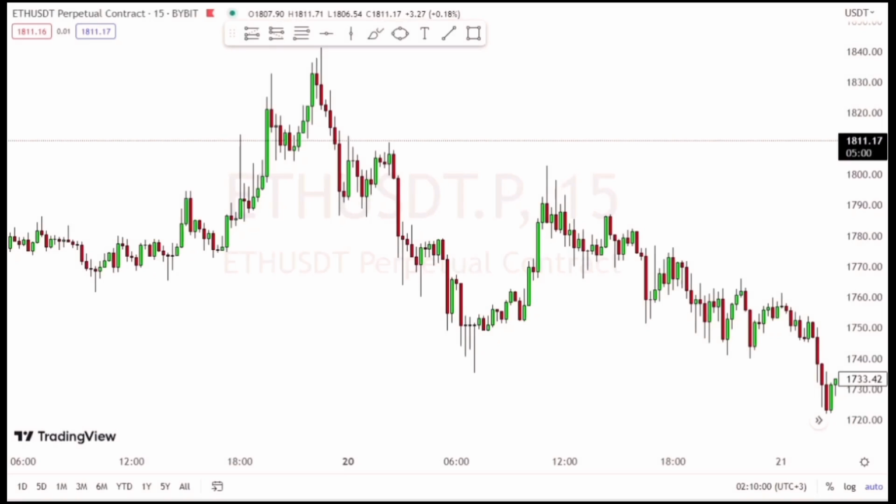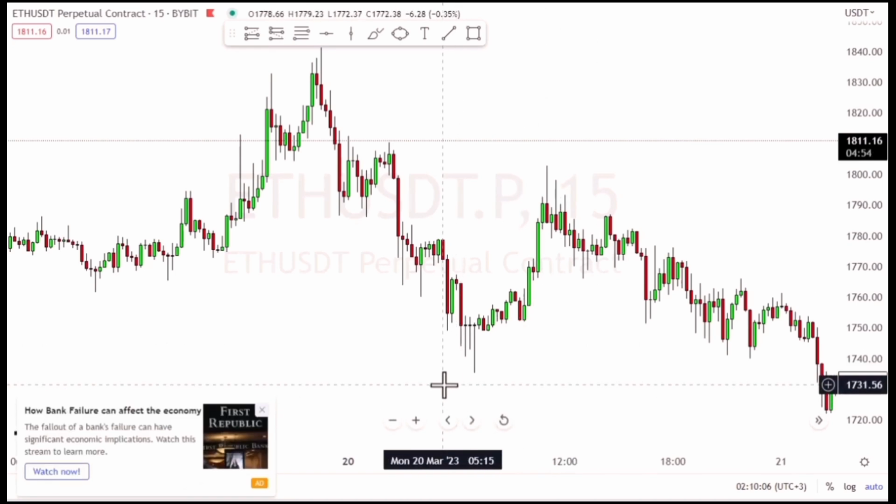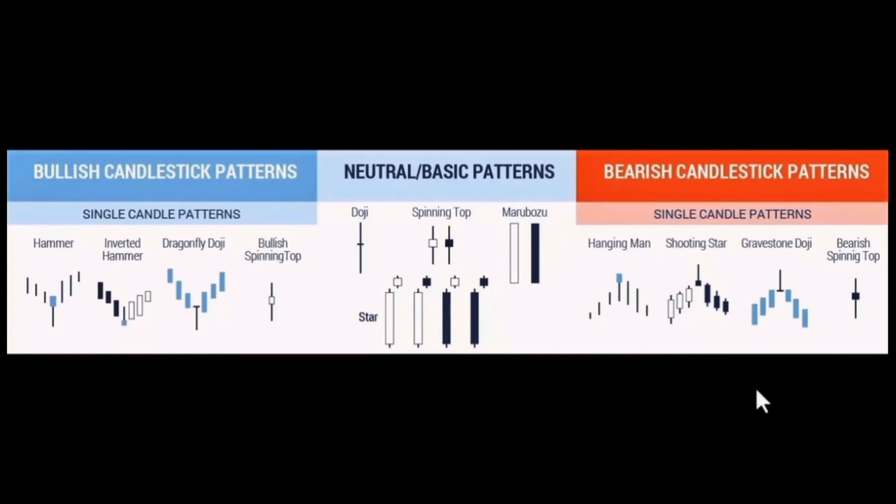Traders use different Japanese candlesticks to identify patterns in price movements that can help them make trading decisions. They are divided into three main categories: single, two, and three candlestick patterns. The most common single-stick patterns are hammer, inverted hammer, dragonfly doji, and bullish spinning top, which are bullish candlestick patterns.